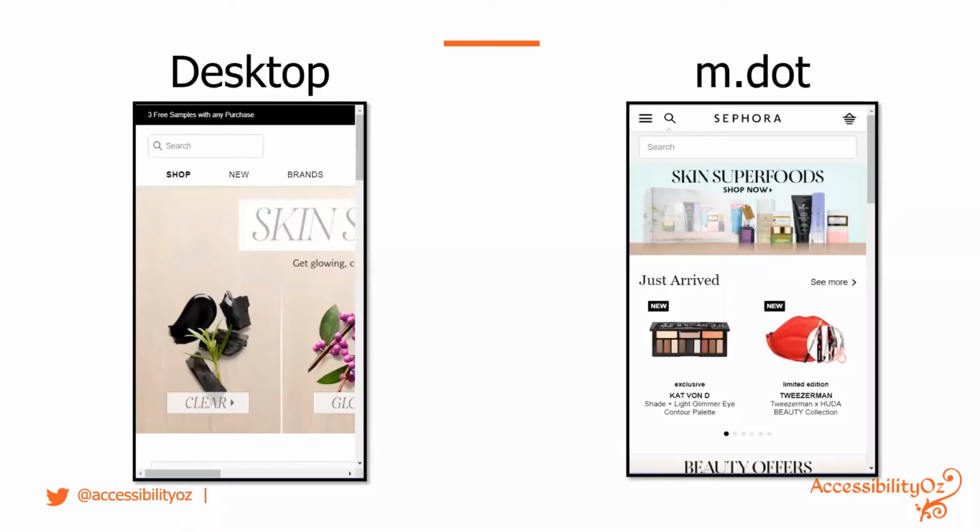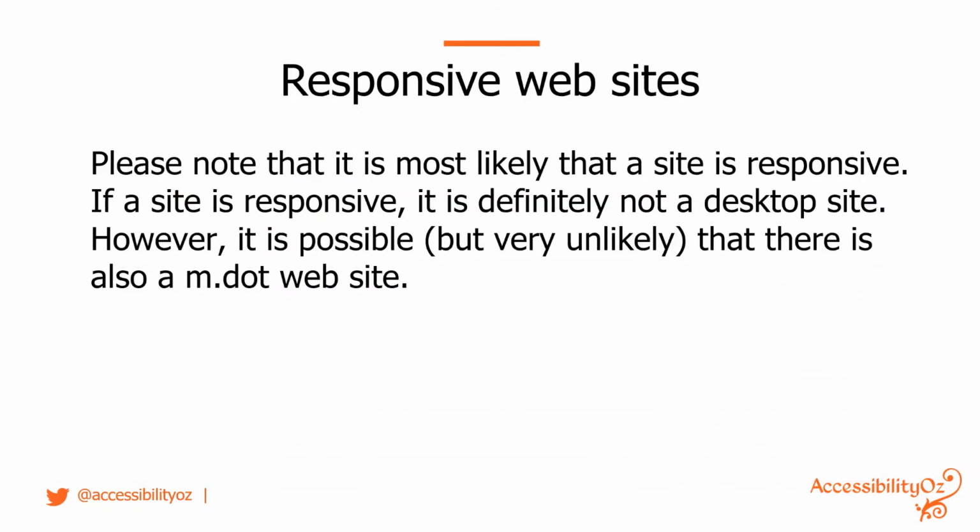And if you see the desktop in a smaller screen window, this is www, and you decrease the width of the browser window, and you do the same with the M.dot, you can see that they're very different websites. You can also see that the M.dot is designed for that mobile window size. Now, in most cases, websites are going to be responsive. If the site is responsive, it's definitely not a desktop site. However, it is possible that there could also be an M.dot site. We have found responsive websites with a secondary M.dot site.